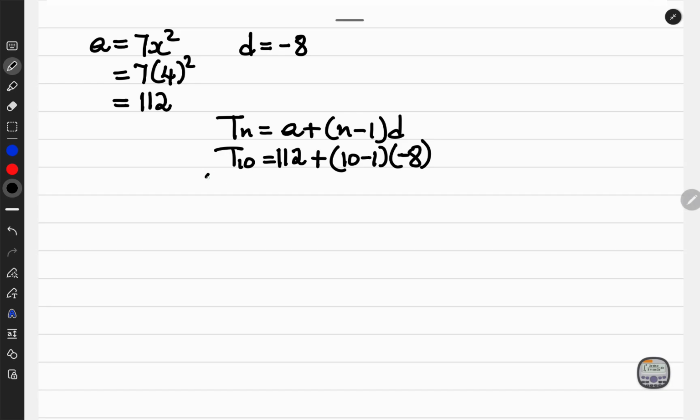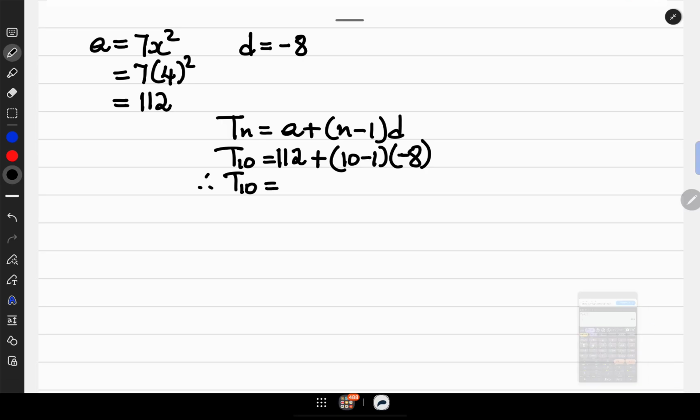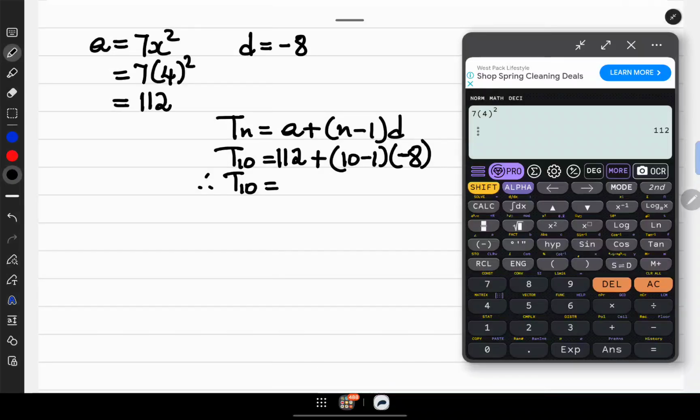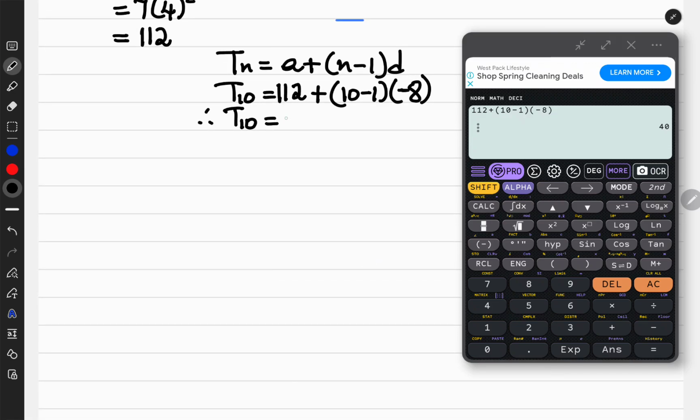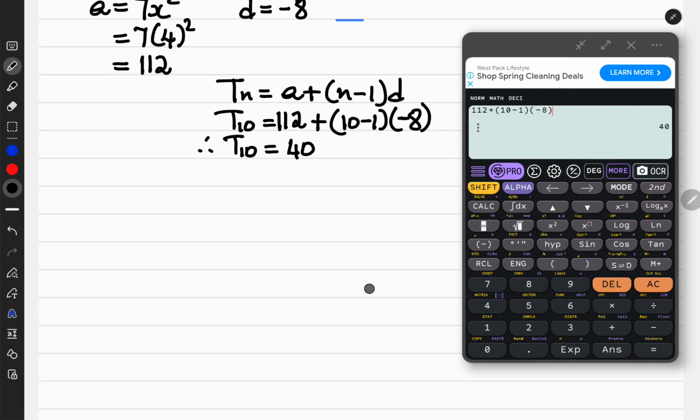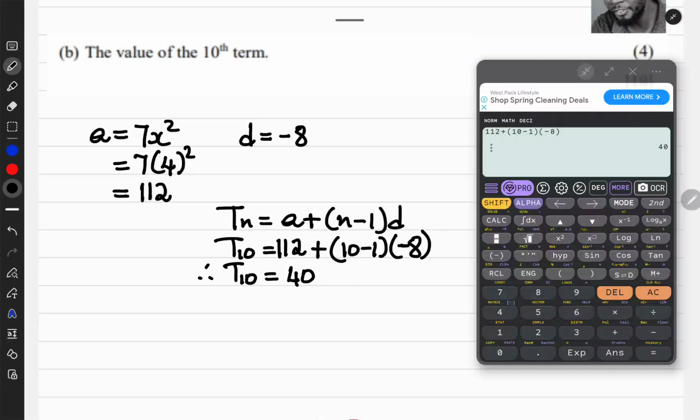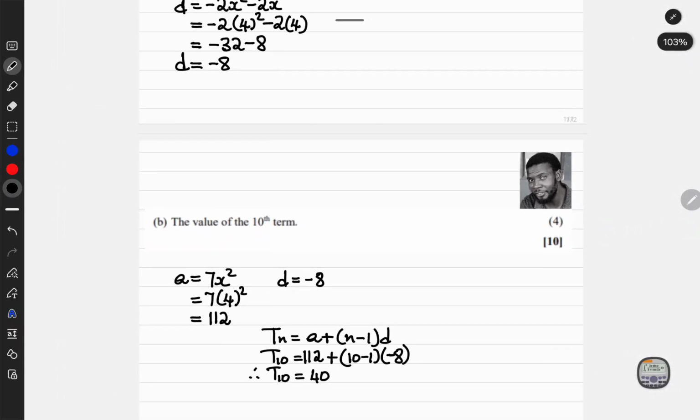Then we punch our calculator as we conclude that T10 will be 112 plus 10 minus 1, times negative 8, and the answer is 40. The answer is 40, just like that.